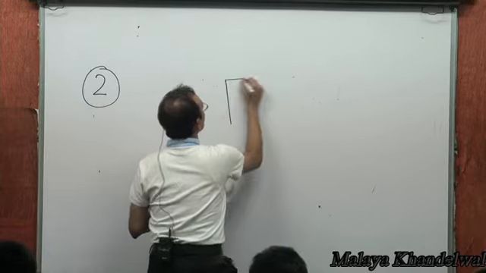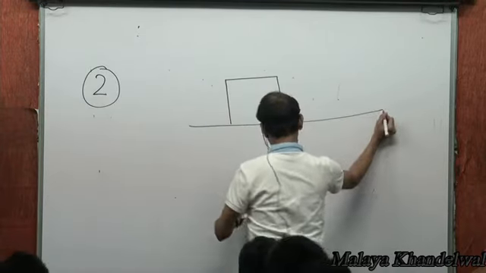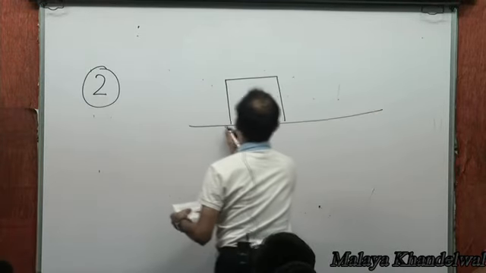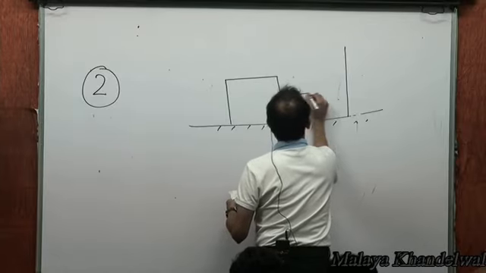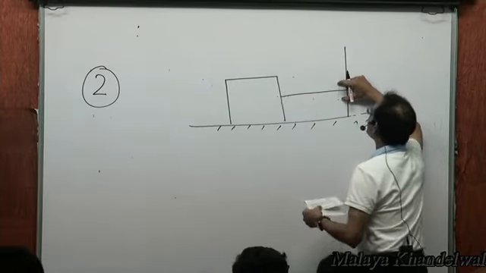So there is a block here resting on a rough surface, the wall, and there is a rope. Initially, this is zero tension, right? No tension, right? And this is capital M. The static friction between the block and the ground is given to be mu s. Initially, this string is not stretched. That means zero tension initially.